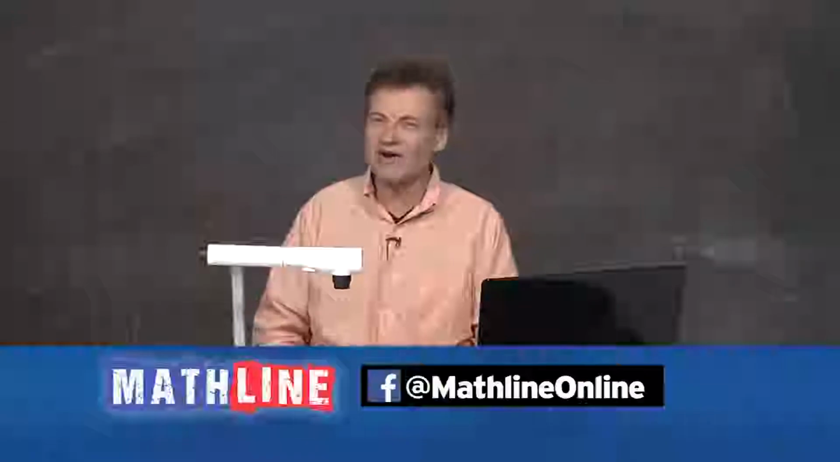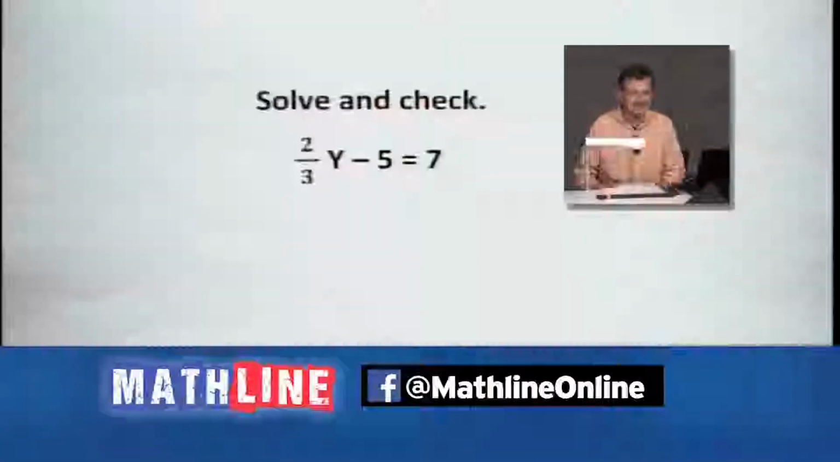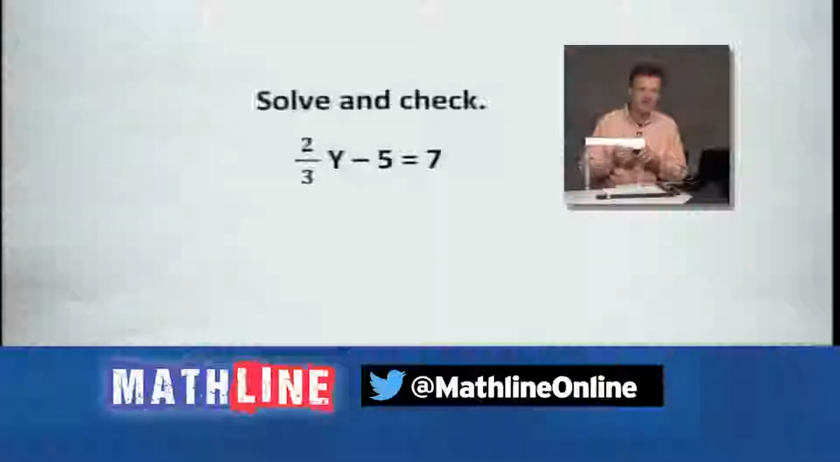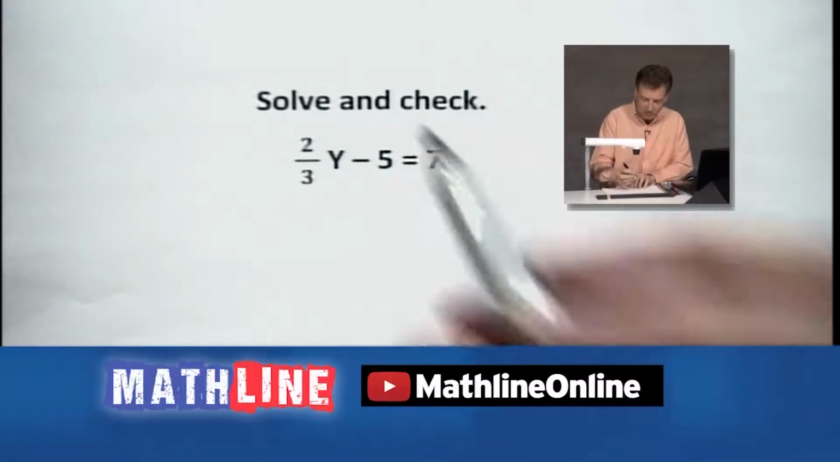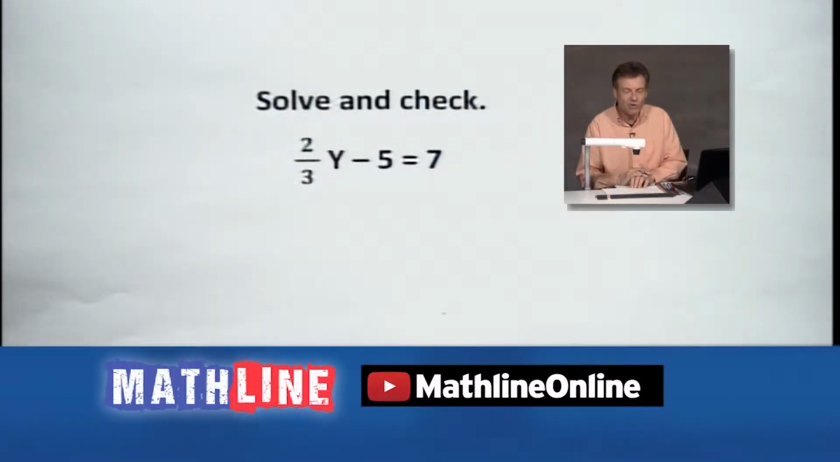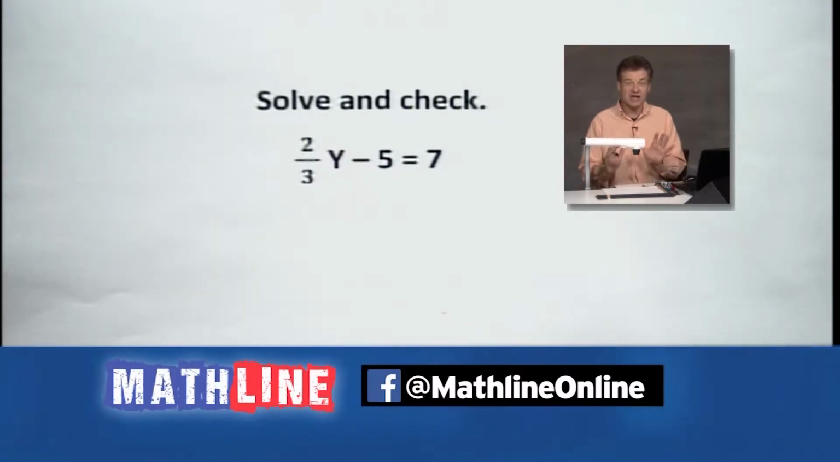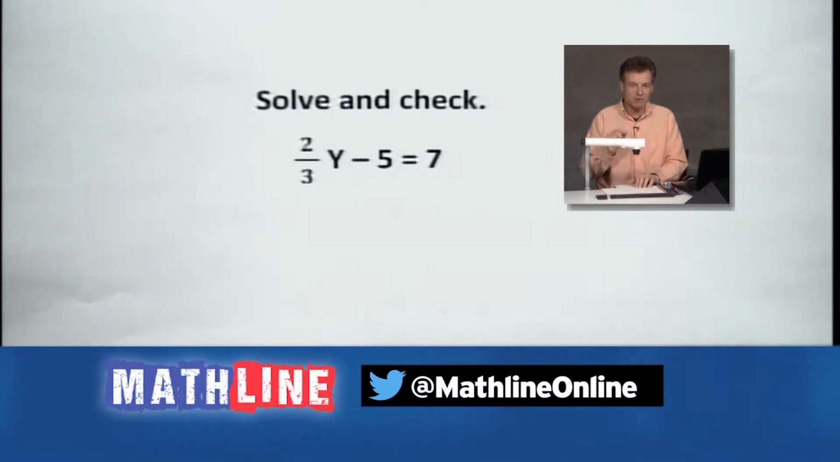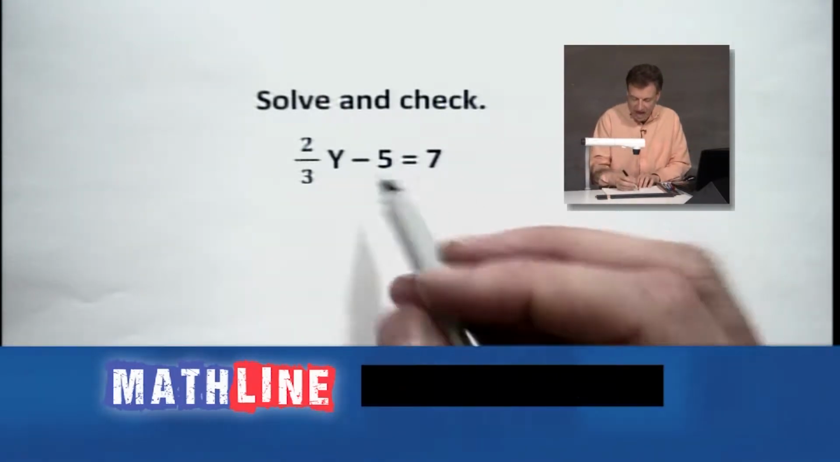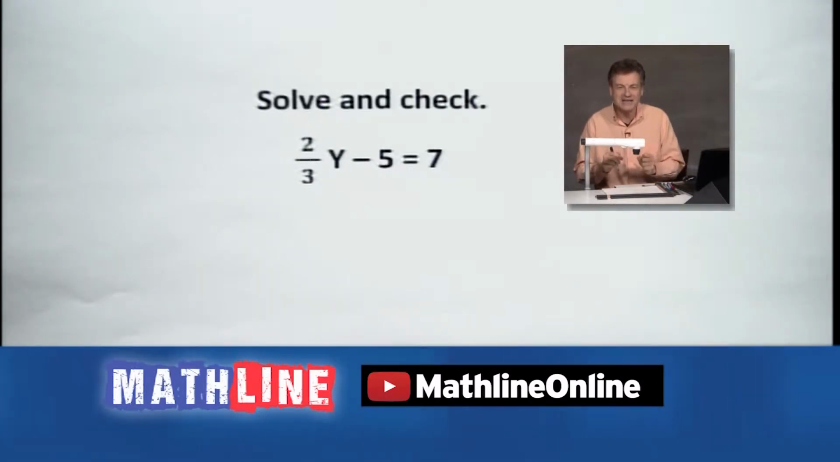So let's take a look at our first problem we've got going today. First of all, we're going to go back and do just a little review here. Solve and check. Notice 2 parts of this. We're going to solve the equation, then we're going to check it. To solve it, remember our goal is to get y by itself. To do that, I've got a -5 that needs to be taken care of. That's a subtraction, so we're going to have to do the opposite, which means we're going to have to add to get rid of it.